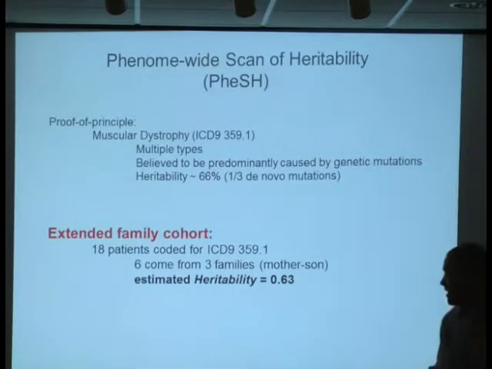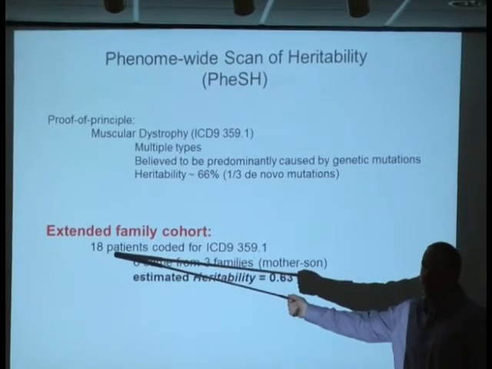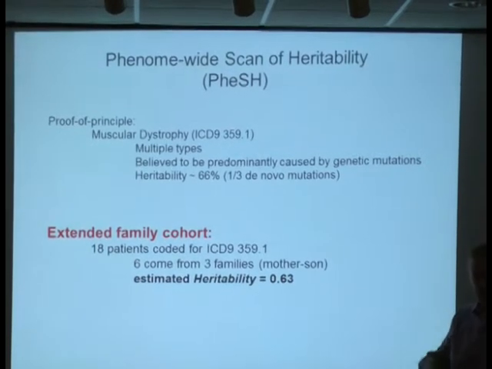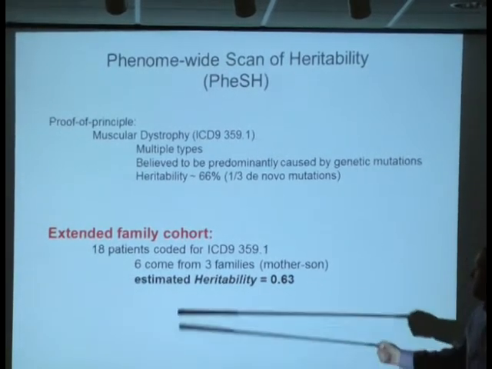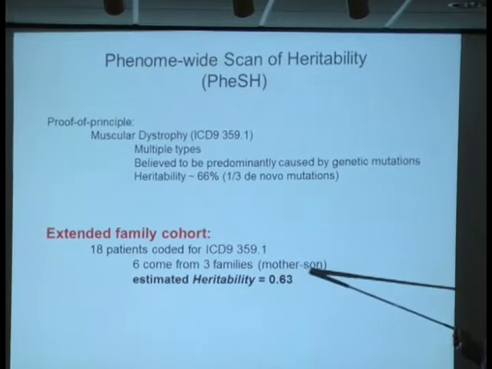Now, when we do it in the extended family cohort, we can actually measure, quote-unquote, heritability. It's a statistical measurement. Of the 16,000 patients, we identified 18 patients coded for muscular dystrophy in this group of extended families. 6 of them come from 3 families, all of them being mother-son combinations.